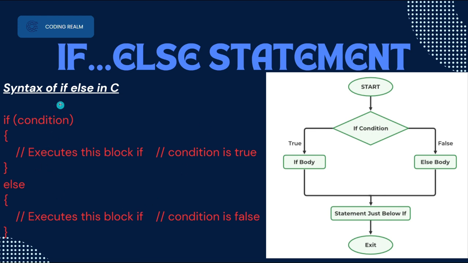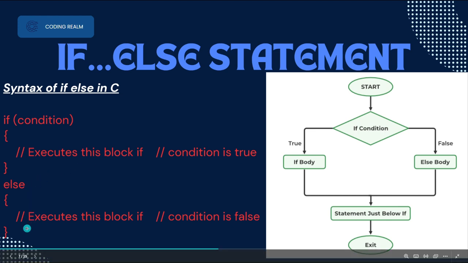This is the syntax of the if-else statement in C. We start with if and the condition. We open the braces and we put a statement, a block of code. And we put else, and we open the braces and we put a block of code.